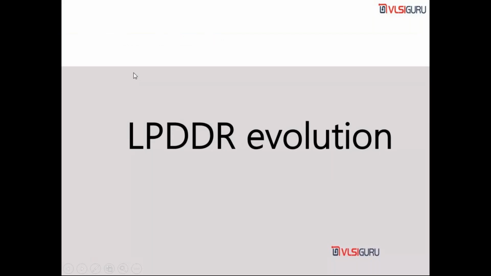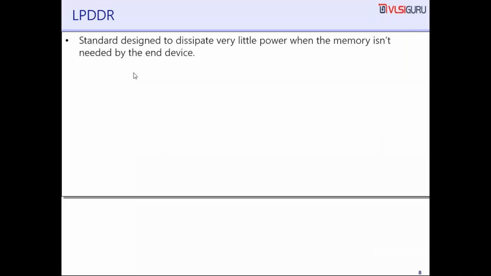Let us now understand how LPDDR5 has evolved. LPDDR5, as you know, is a standard designed to dissipate very low power when the memory isn't needed by the end device. That's the primary requirement, because the other side of DDR is the PC DDR, the one used for personal computers. LPDDR5 is mostly meant for portable applications and mobile applications, mobile tabs.